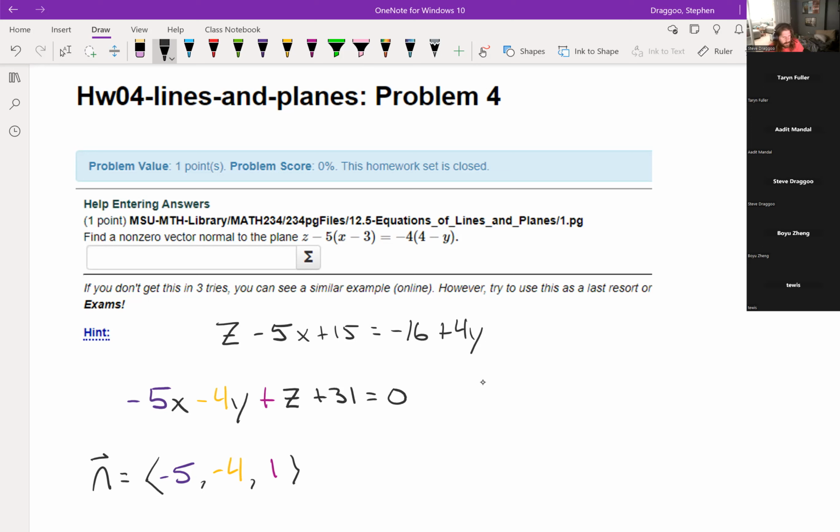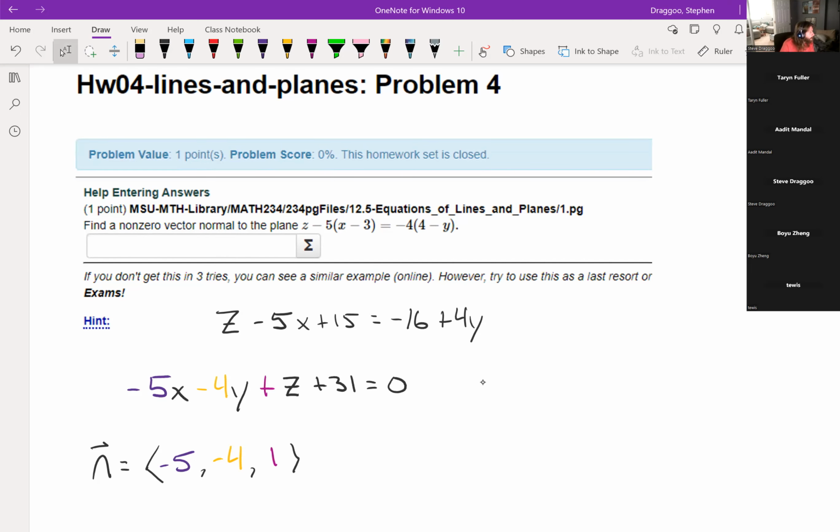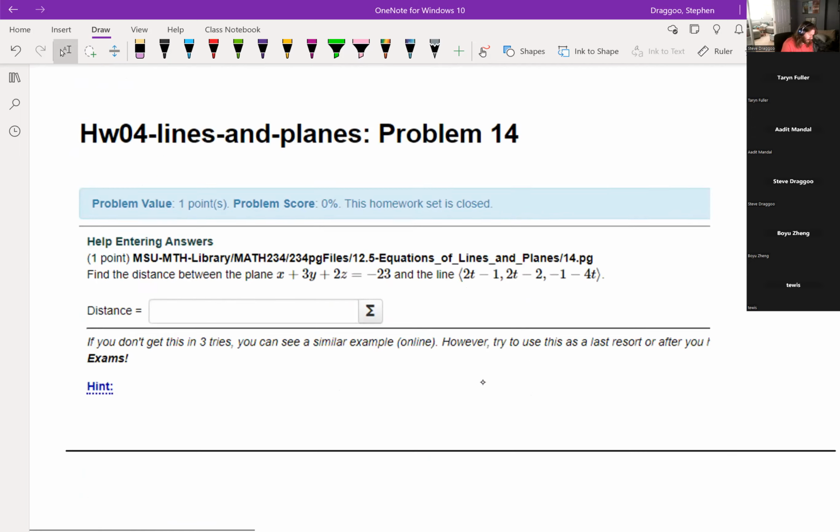We'll just get it into general form, which means we put all of our terms on one side, expand them all the way out. Doing that, we just need to pick out the coefficients on each of x, y, and z, and that's our normal vector. Beats having to calculate it some other more complex way. But speaking of more complex calculations, our next problem.